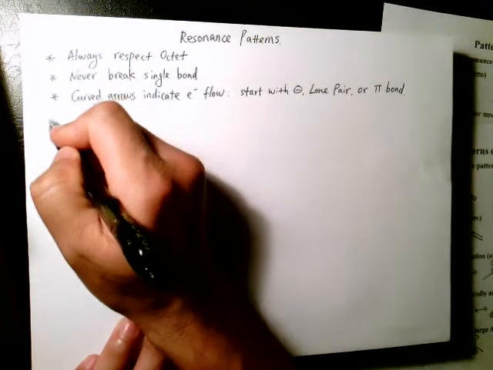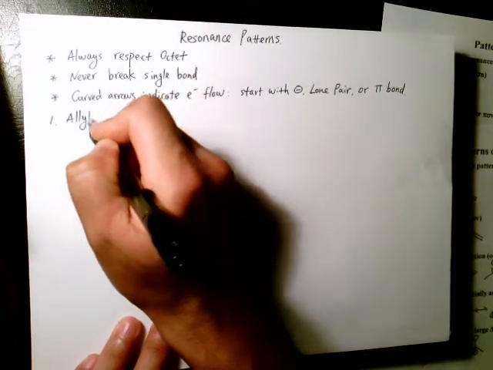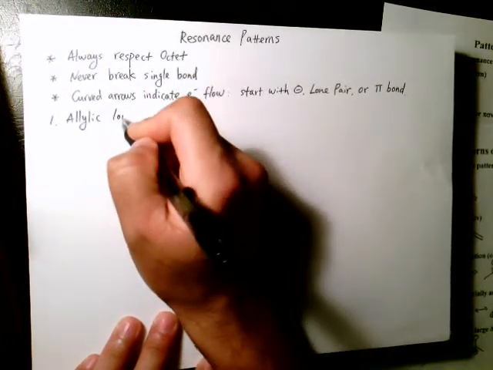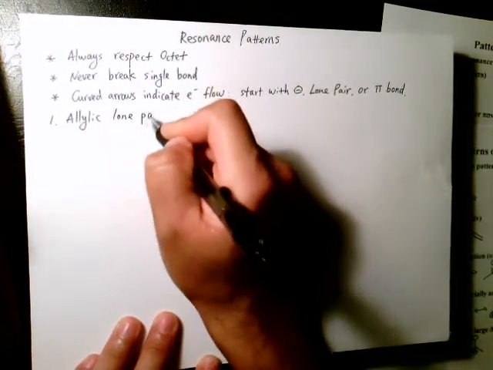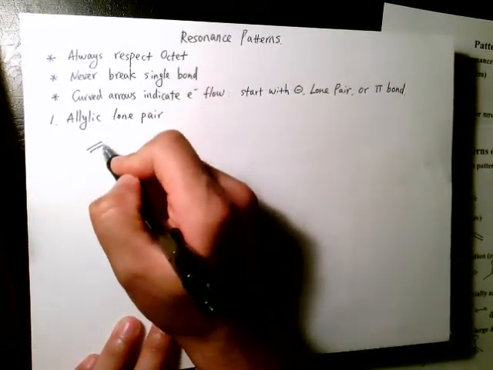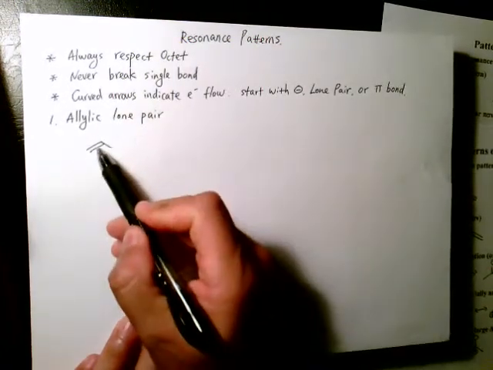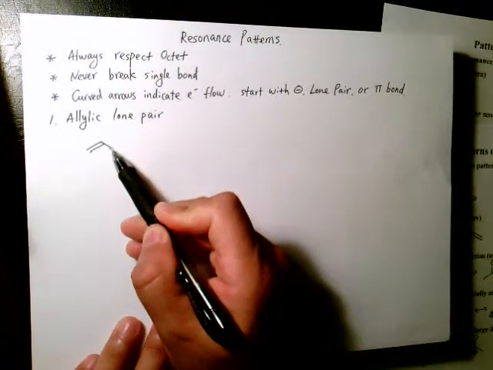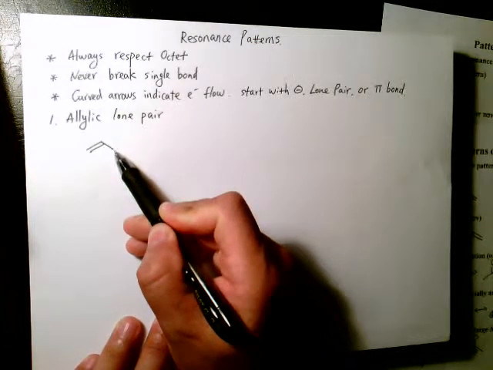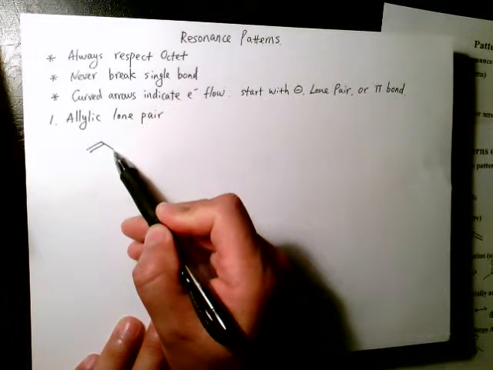One pattern is called allylic lone pair. Allylic position means it's a position that is one bond removed from a double bond. For example, here you have a double bond, and that position is what we call an allylic position. Allylic lone pair means on that position you have an atom with a lone pair.